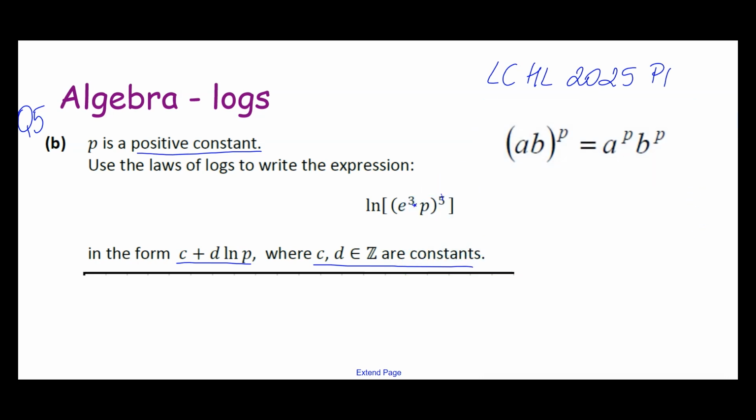This formula tells us that when you have a bracket, my first value is e to the power of 3. So on this side of the equation, instead of a, I'm going to have e to the power of 3. And then the next one is not b, but p. And my power here is 5. So here I am going to have 5, and here I am going to have 5.